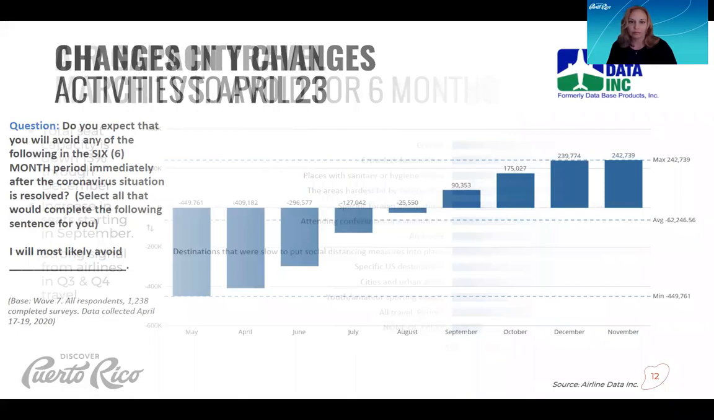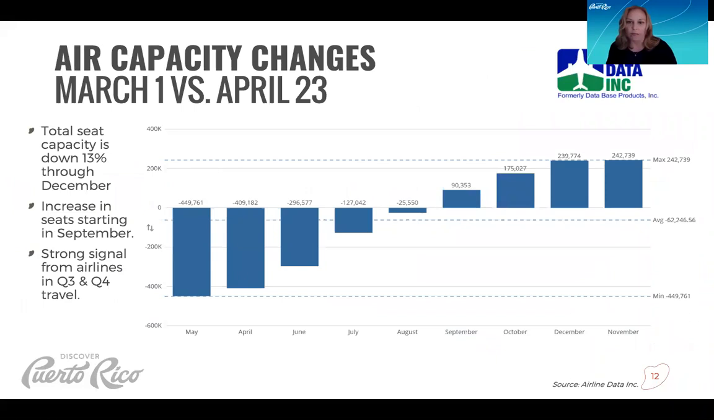We're getting some initial confirmation on the September and October timeframe being when mainland visitors are going to be willing to visit the island by monitoring what is happening with airline seat capacity. Overall, there has been a decline of 13% in seats throughout the end of the year. However, the reduction in capacity is only through August.